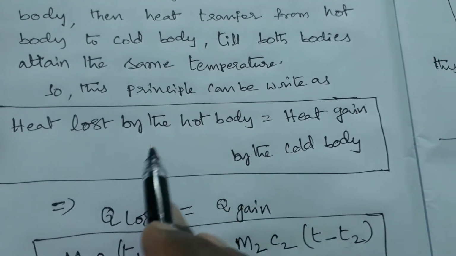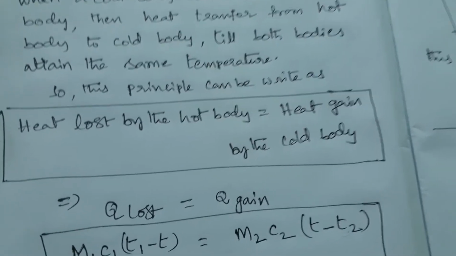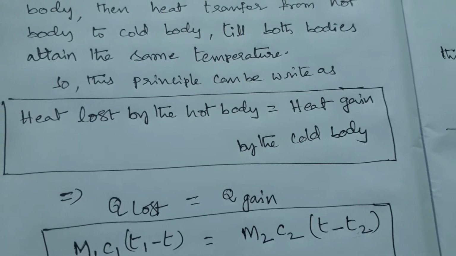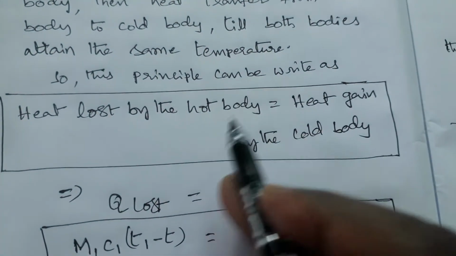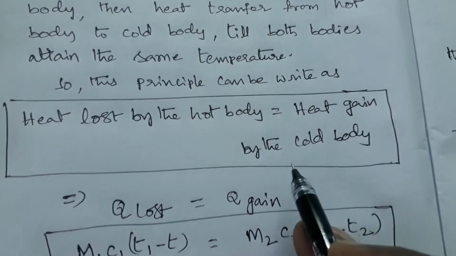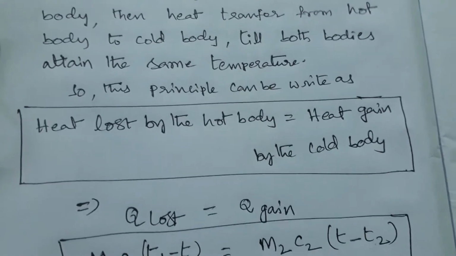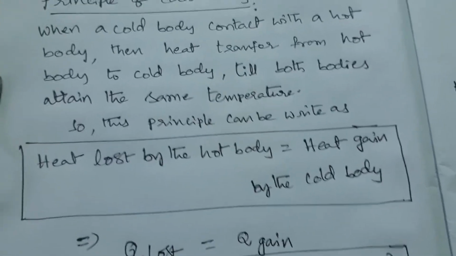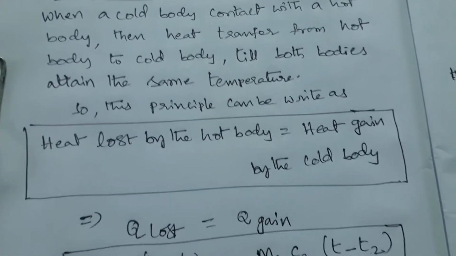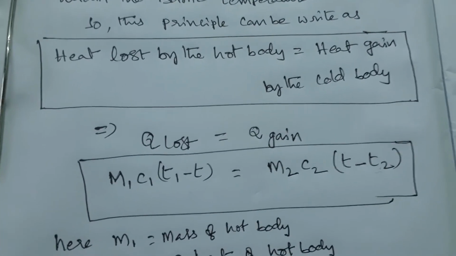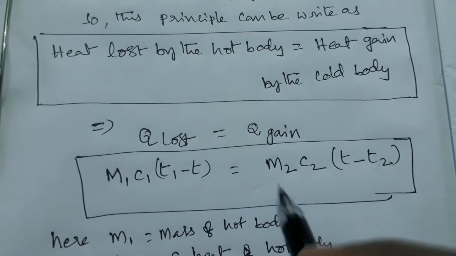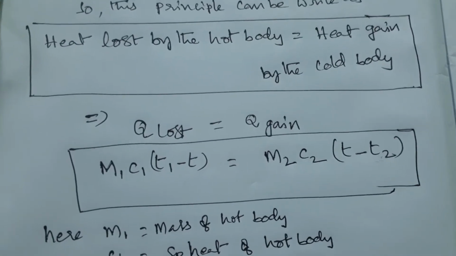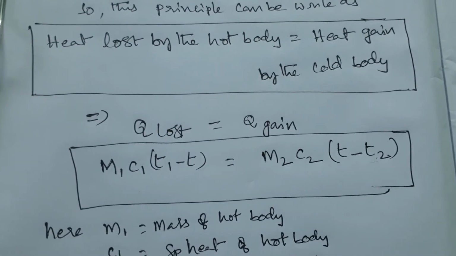What is that? The heat lost by the hot body is equal to the heat gained by the cold body. Both are equal. How much heat is lost by the hot body, that is equal to the heat gained by the cold body. This is called the principle of mixture or principle of calorimetry. This can also be represented with symbols: Q lost is equal to Q gain. Q lost by the hot body is equal to Q gain by the cold body.